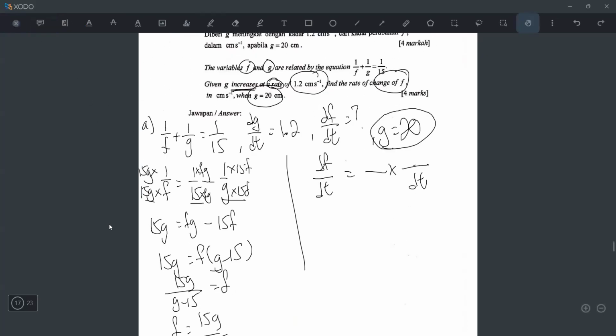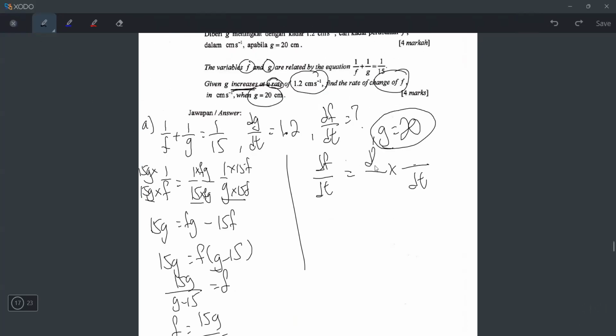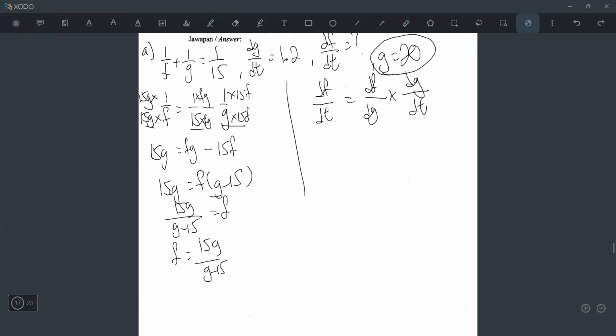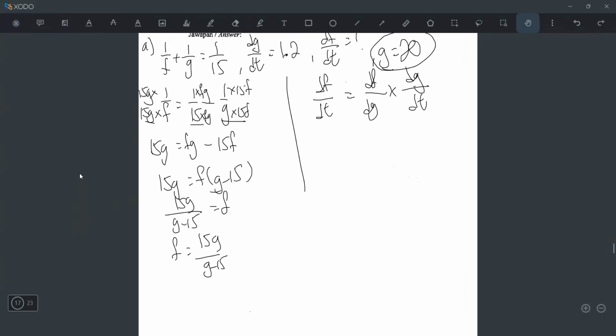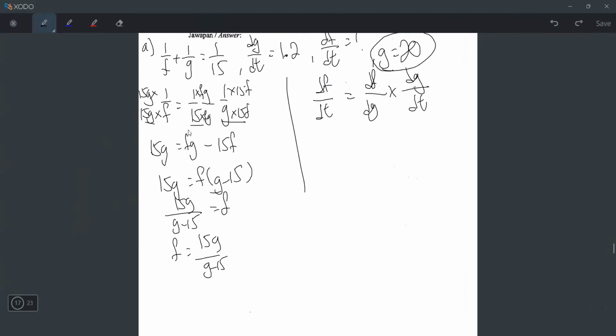So if my subject is f, this will be df, this is df, this is dg, this is dg. But of course, you can make g the subject also, it's not wrong. If you make g the subject, then you will write dg, df, df. But it also doesn't matter. Actually, both will give you the same answer. But I will tell you why later, why I choose this. It's because they give us the value of g here.